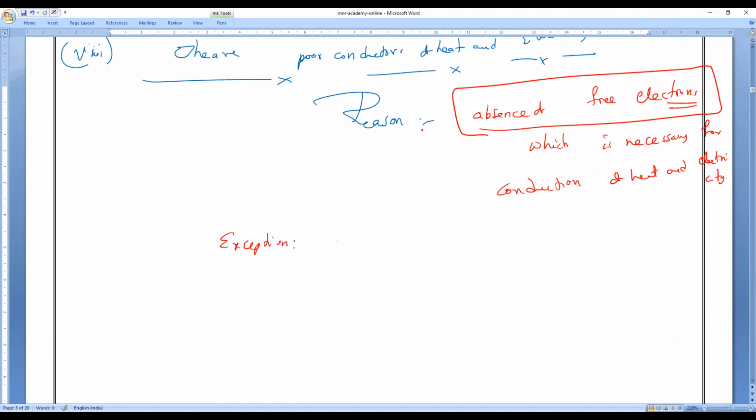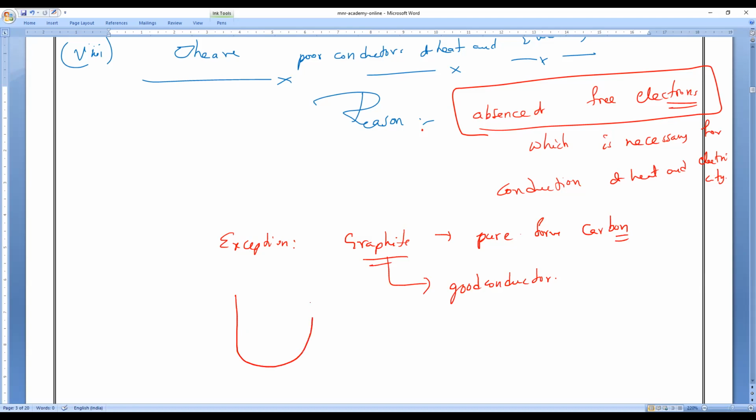So that is the exception. If you note it down, graphite is one of the pure forms of carbon. Due to its conducting nature, graphite is an extremely good conductor. That is why in chemistry chapter number 1, in the electrolysis process, we use two rods. Anybody can tell what rods we use? Graphite rods. They are called electrodes.